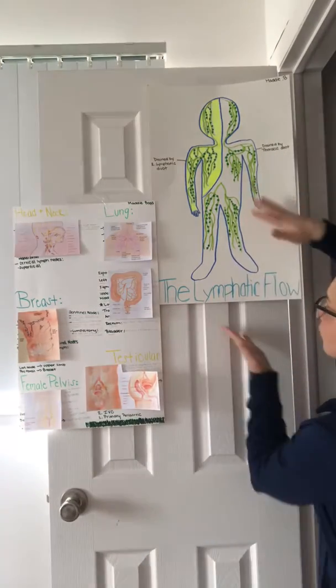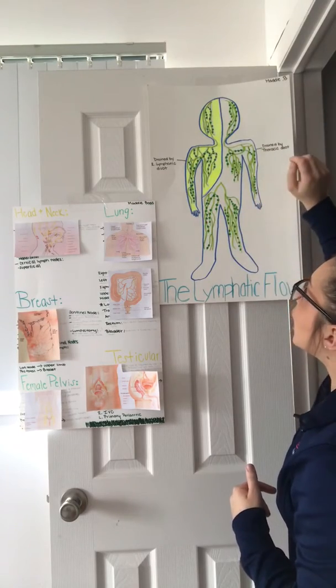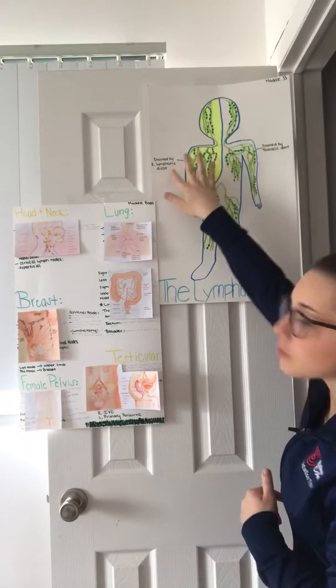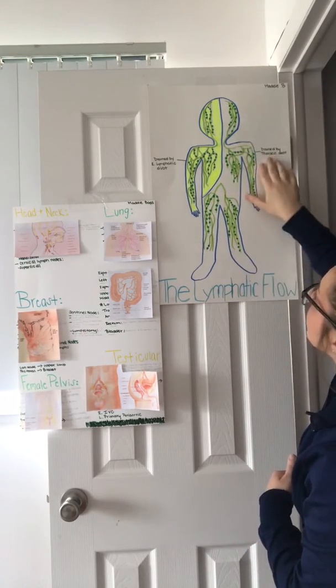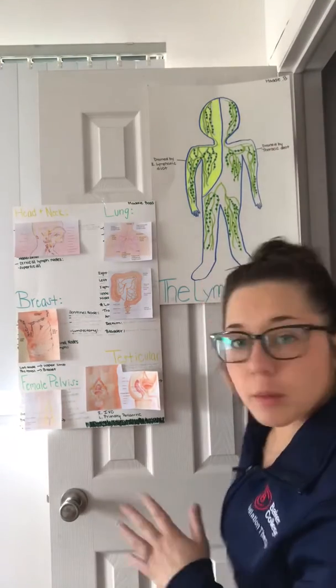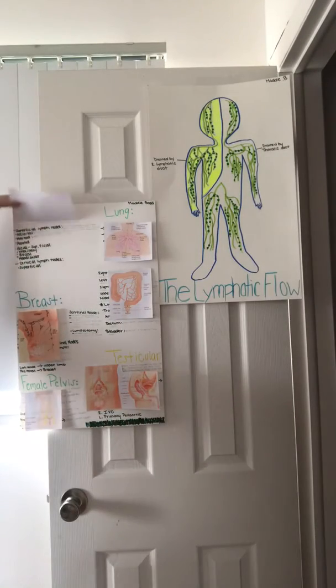Right here is my little lymphatic flow guide that shows where all of the lymph chains are. On this side right here, I put that it's drained by the right lymphatic duct. And on this side over here, it's drained by the thoracic duct. And then over here is where I did the pictures, pulled them up, and wrote underneath them.